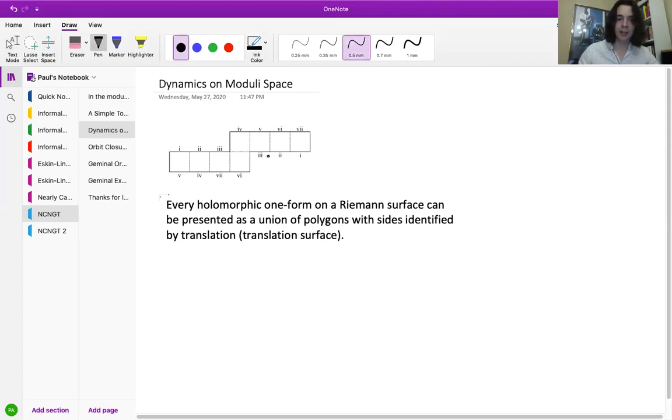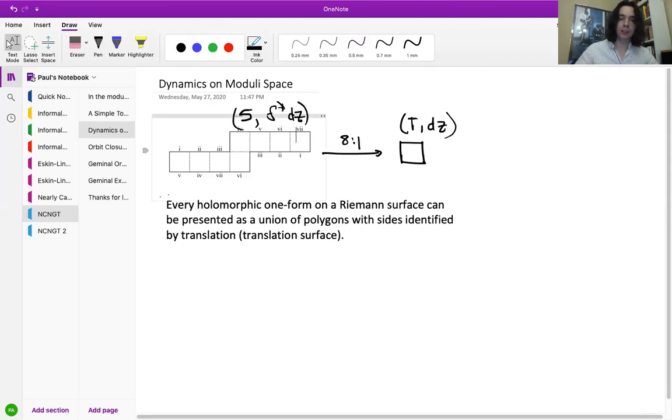So what's an example of that? We just saw an example of a surface S that was an 8-to-1 cover of a flat torus. A flat torus, of course, has a unique invariant holomorphic differential up to scaling on it. If that's pulled back to S, then up to scaling, the holomorphic one-form corresponding to the pullback of dz by f will be this collection of polygons with sides identified by translation. So the way that we'll be thinking about holomorphic one-forms on Riemann surfaces is with this very geometric picture, thinking about them as polygons with sides identified.